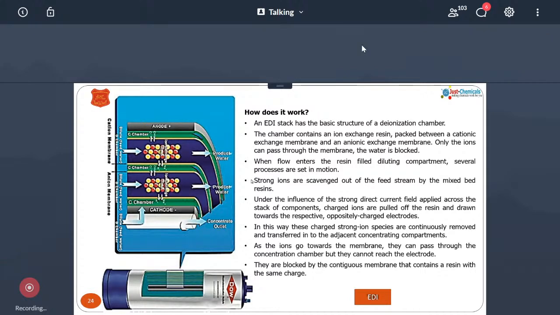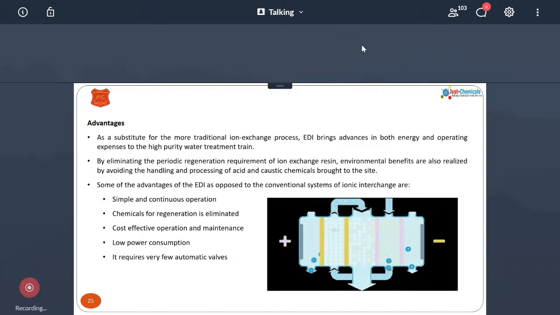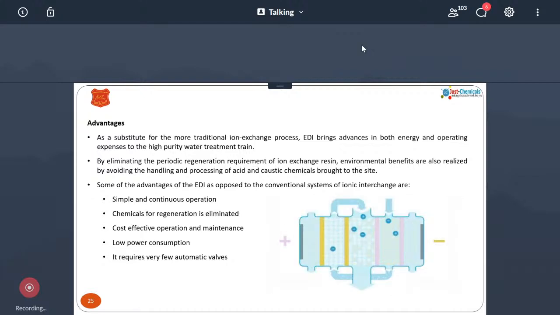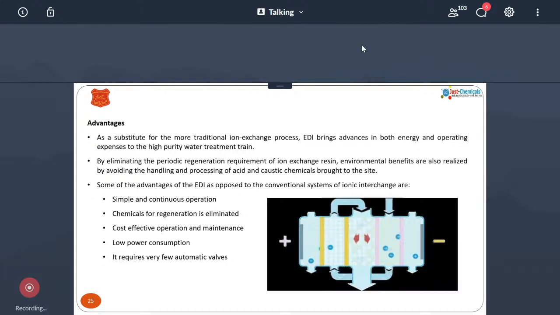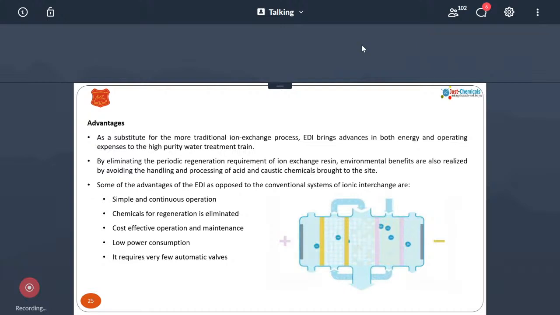Now, the difference between the conventional DM plant and this EDI plant is we need not handle any chemical anytime. The simple and continuous operation eliminates chemicals for regeneration, chemical handling, and unsafe conditions. This is cost-effective operation with very low maintenance and low power consumption. And it requires very few automatic valves.